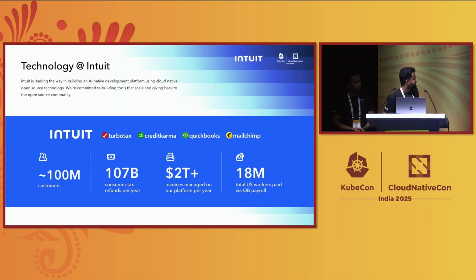So this is what technology at Intuit looks like. We have multiple products across Intuit, to call out TurboTax, Credit Karma, QuickBooks, MailChimp. So we have close to 100 million customers across all these products. And we do 100 plus in consumer tax refunds every year, and 2 trillion plus invoices are managed using our platform, and almost 18 million US workers are paid using the QB payroll platform.